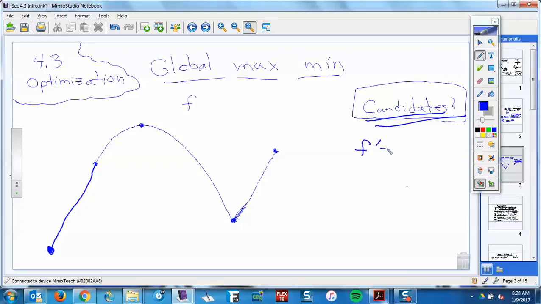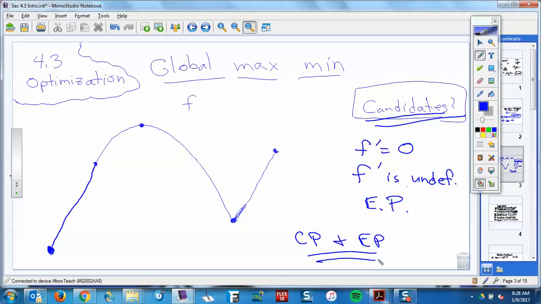We said you got to look where the derivative is 0. You got to look where the derivative is undefined, and you got to look at endpoints. Another way to say that is you got to look at critical points and endpoints, right? I usually think of it as 3 places because to me, critical points is 2 places. Some people say it's 4 places because you got a left endpoint and a right endpoint. To me, it's 3 places I got to look. I got to look where the derivative is 0, where the derivative is undefined, and at the endpoints.